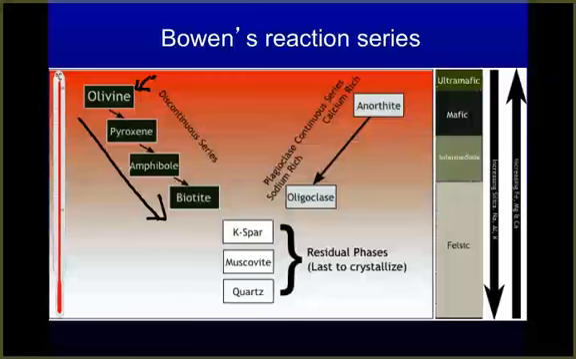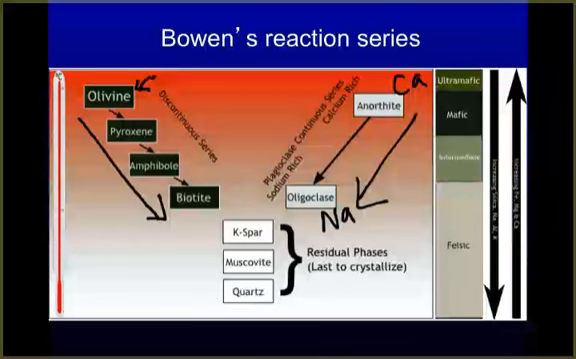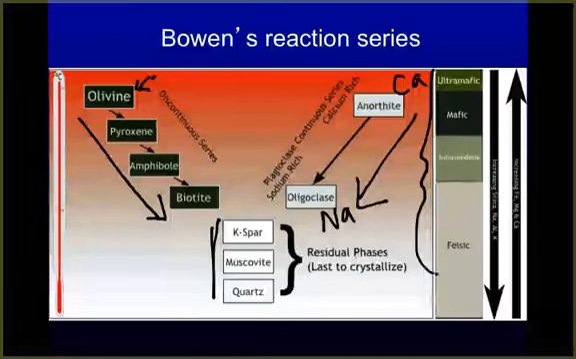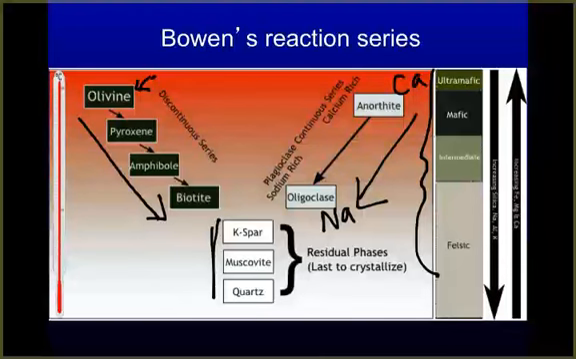And olivine would crystallize out first, then the pyroxene, then the amphibole, the biotite, and then over here on the continuous crystallization series, the calcium-rich plagioclase first, followed by the sodium-rich plagioclase, down into K-spar, muscovite, and quartz. And these correspond to these terms that we've been talking about: ultramafic, mafic, intermediate, and felsic.